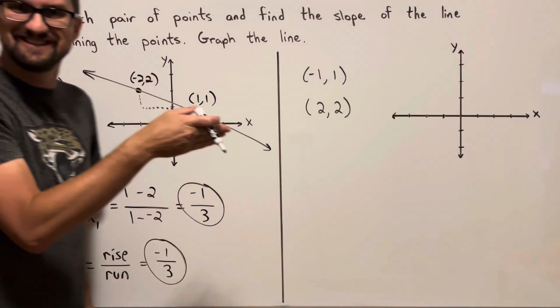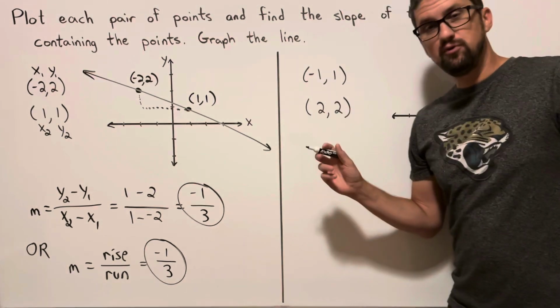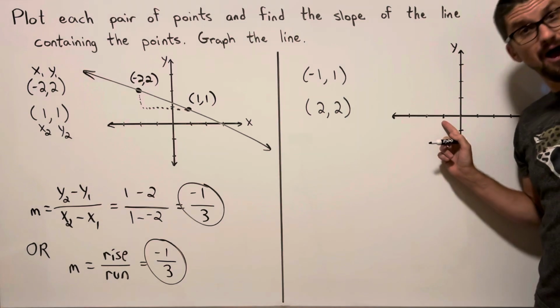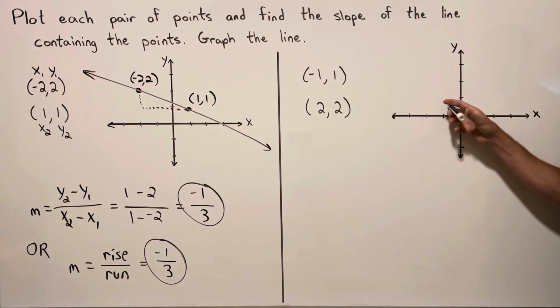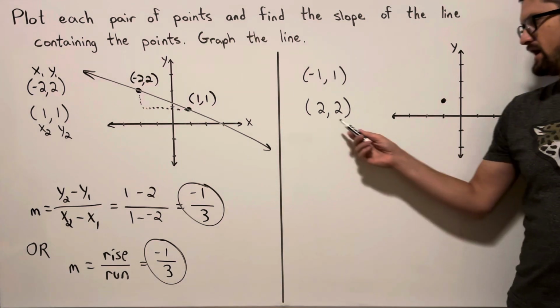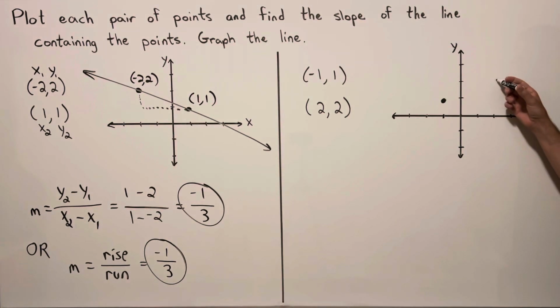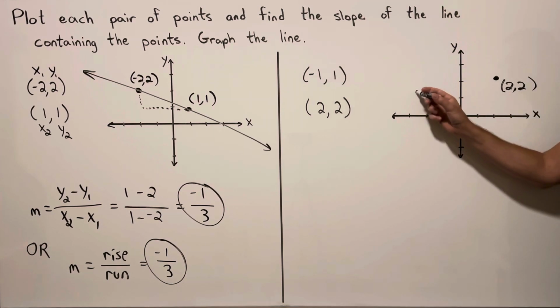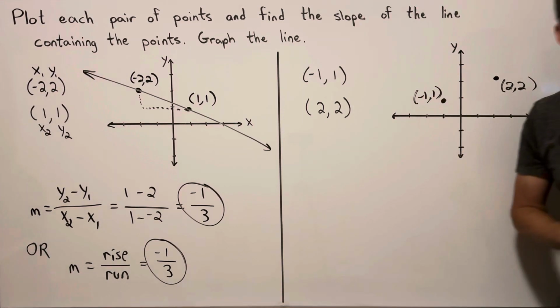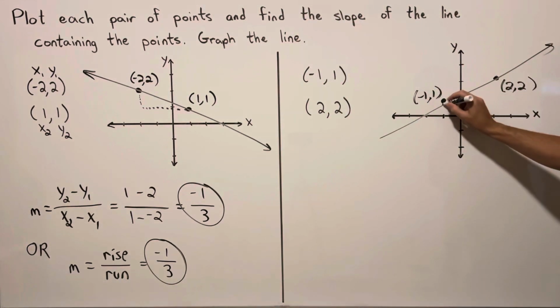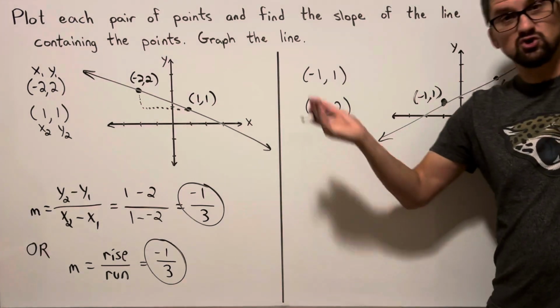Let's work on this second one. Again, we have 2 points, so I'm going to graph this one, -1, 1. I'm going to go to the left 1 unit and then go up 1 unit. That makes a point right here. And then I have the point 2, 2. X is 2, so I'm going to go to the right 2, and then go up 2. There is 2, 2. Graphing the line, just going to draw a straight line through it. Just try and draw it the best you can.